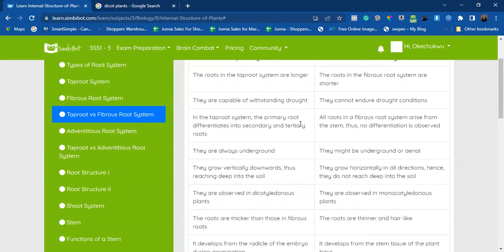Now, in the taproot system, the primary roots differentiate into secondary and tertiary roots. I've already talked about the primary root and I've mentioned the secondary root. The primary root is the major one. Then the branches are the secondary roots. In the branches, there are also other extensions that we can regard as the root hairs. All of these make up the secondary and the tertiary.